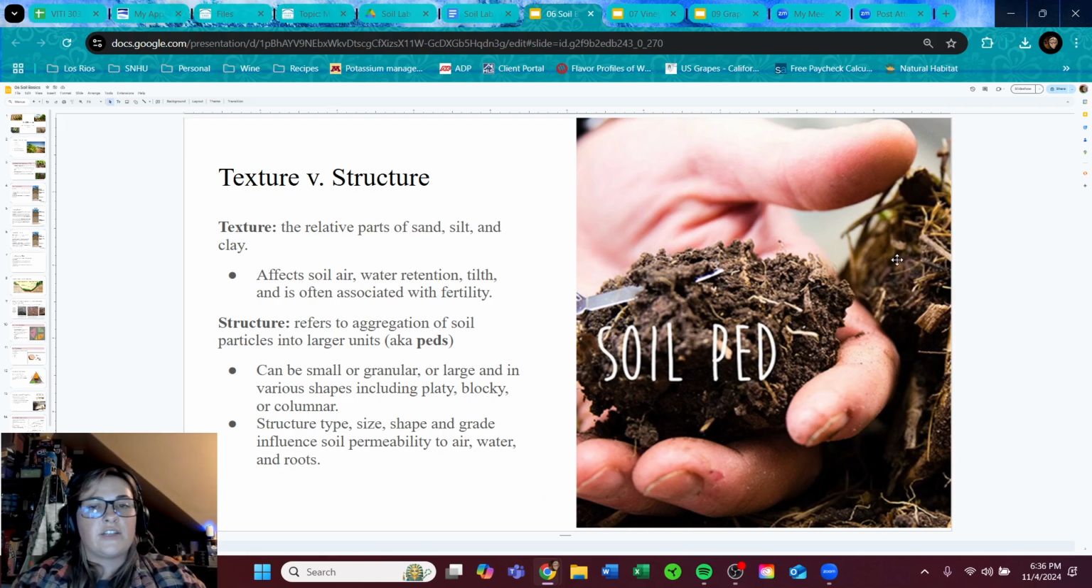Next, we have texture versus structure. One moment, sorry.